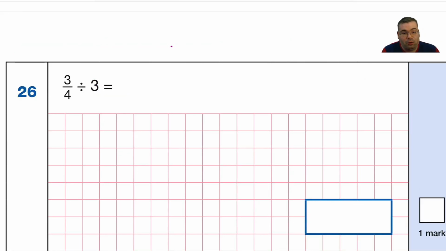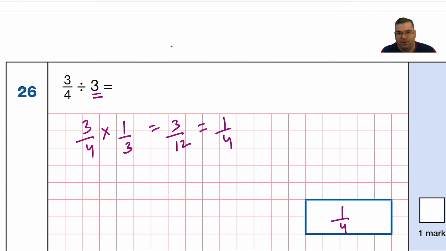In this question, we know that whenever, instead of division, we put the multiplication sign, the second number is reciprocated, right? So 3 becomes 1 by 3, so this becomes 3 over 12. So when you simplify it further, it's just 1 by 4, right? So the answer is 1 by 4.